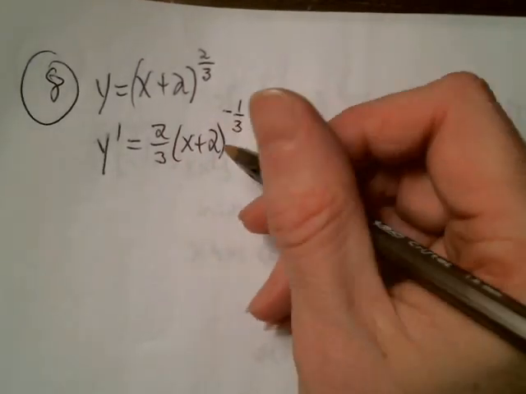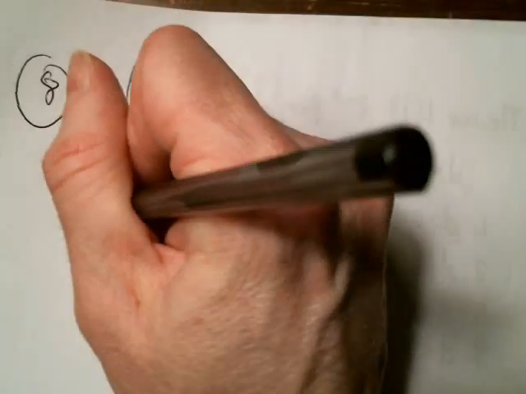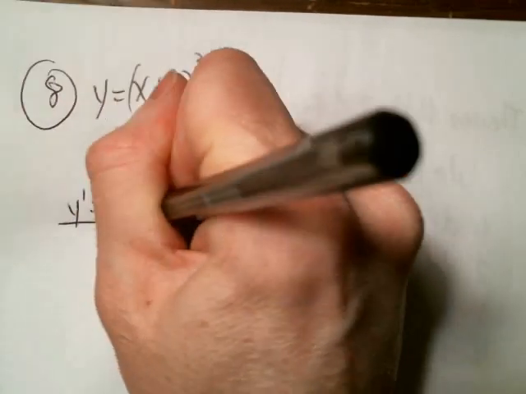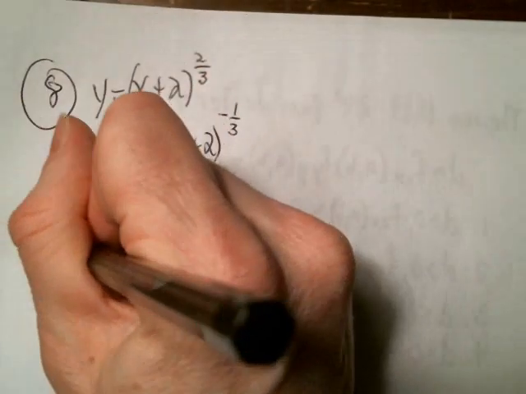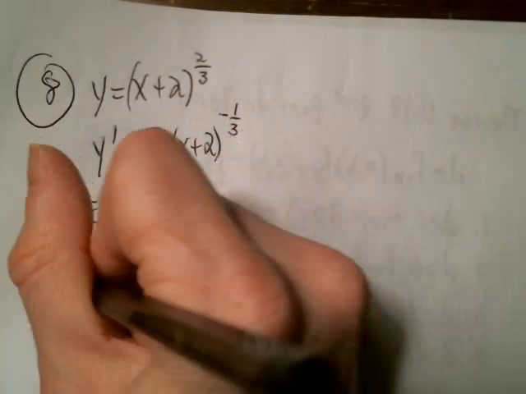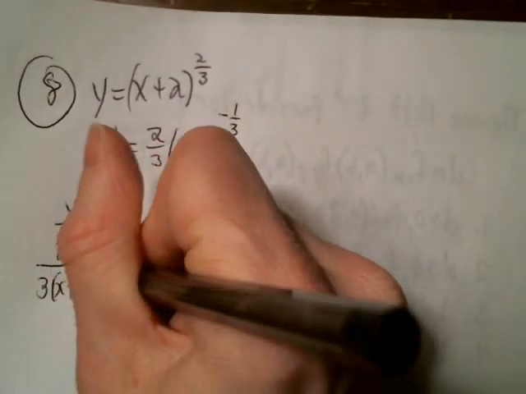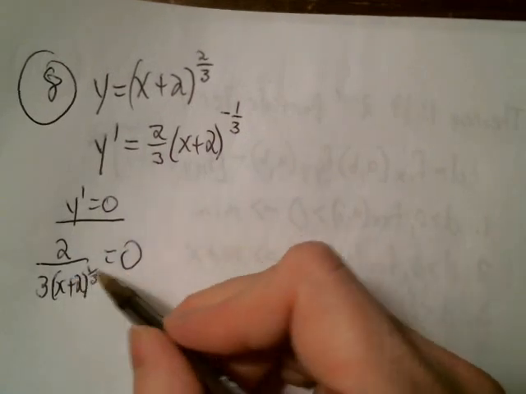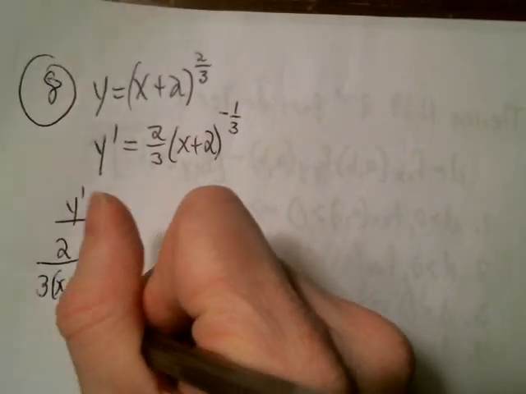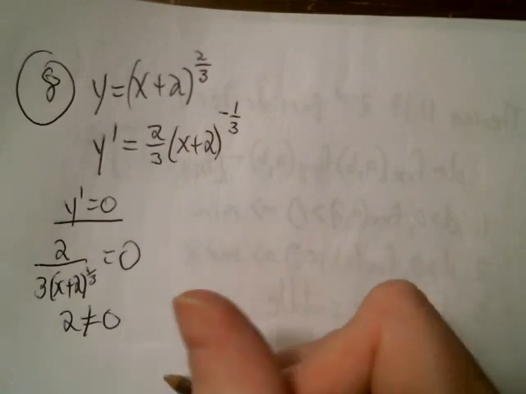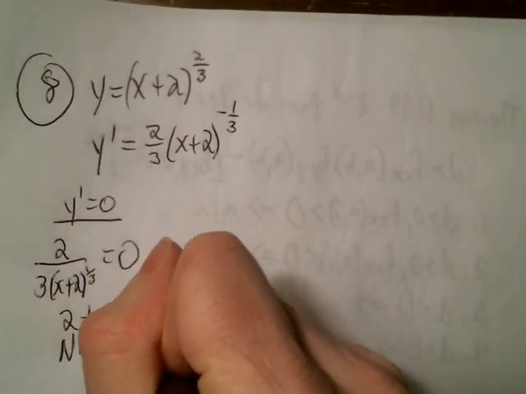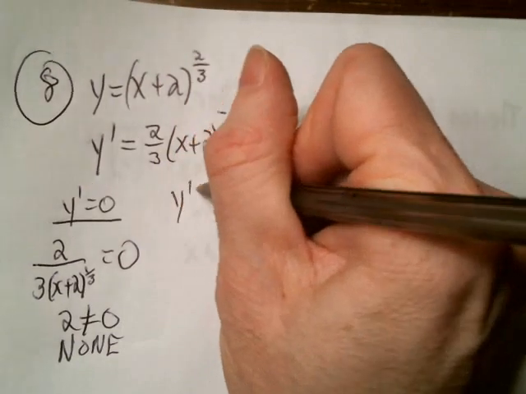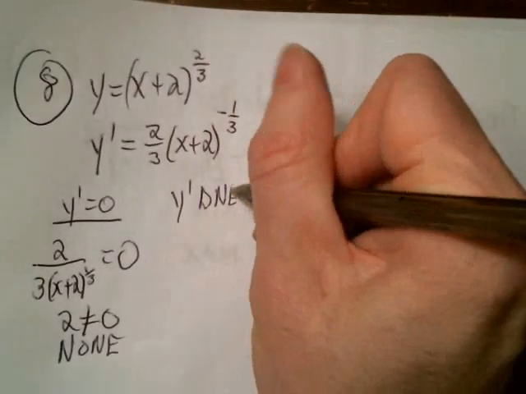All right, so I need to find where the derivative is 0. Okay, so I set this equal to 0, have 2 all over 3 times x plus 2 to the 1/3 equals 0. And then if you multiply both sides by the denominator, you get 2 is 0. Well, we know that then has no solutions. So no help there.